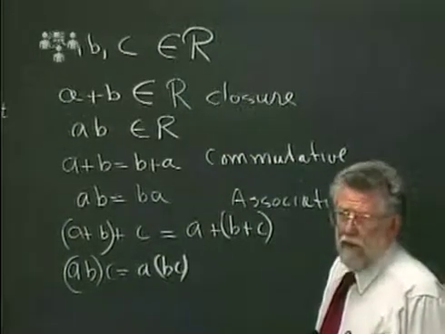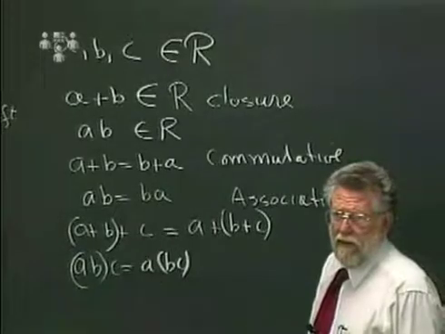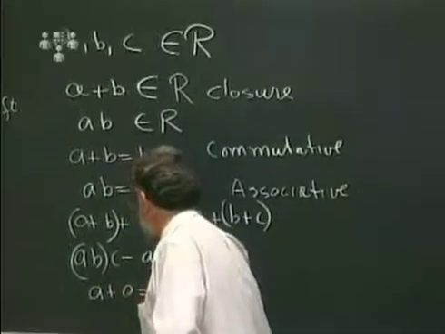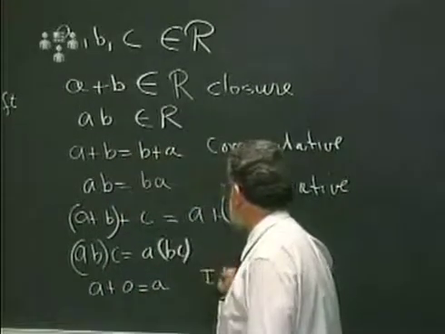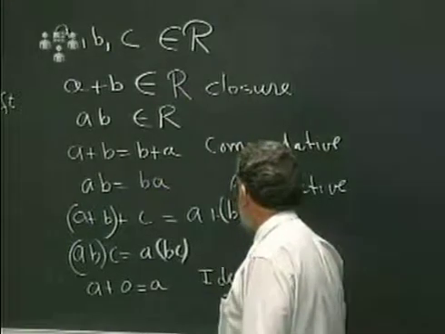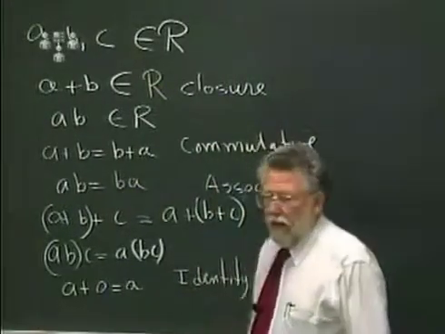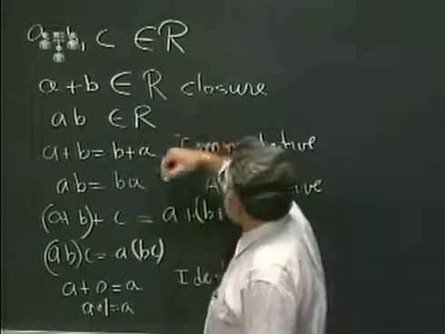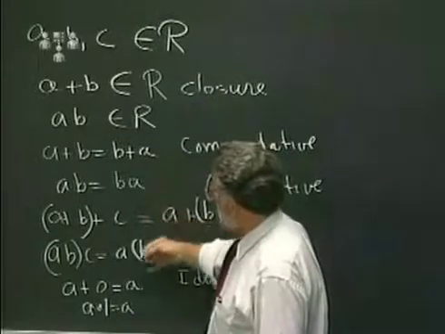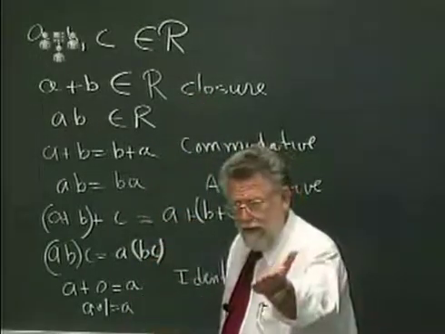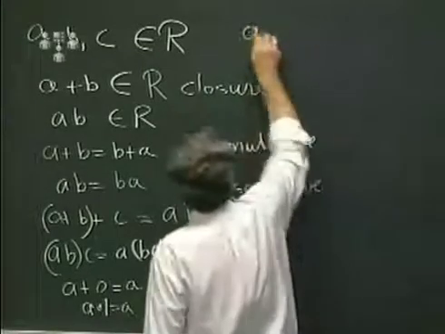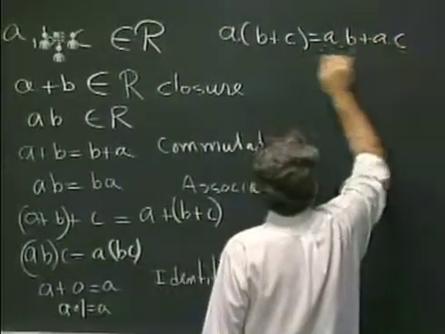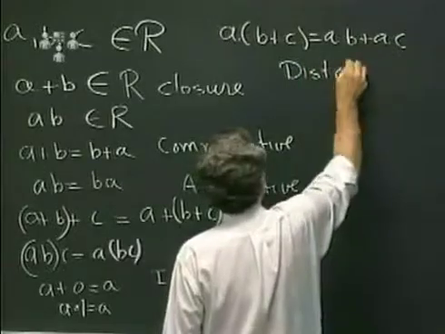What was the identity for addition? A plus 0, correct? Gave you A. And what's the identity for multiplication? Not 0. A times 1 is equal to A. Okay, we have 1, 2, 3, 4, 5, 6, 7, 8 distributive. A times the quantity B plus C, AB plus AC, and we know that as the distributive property.